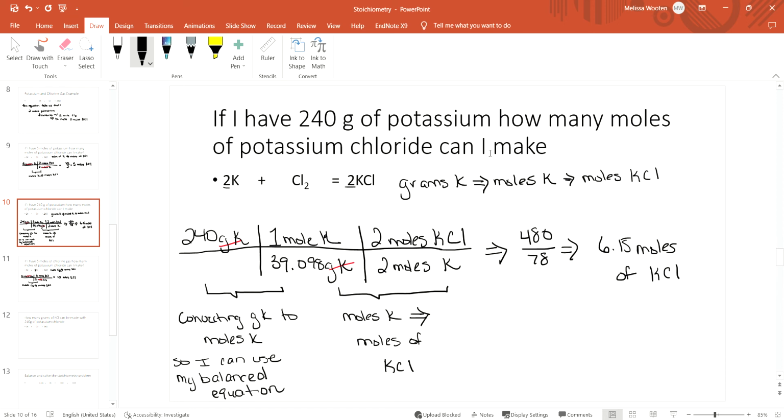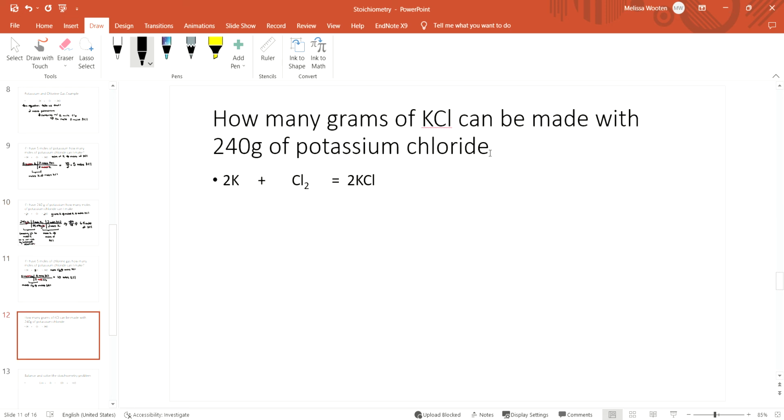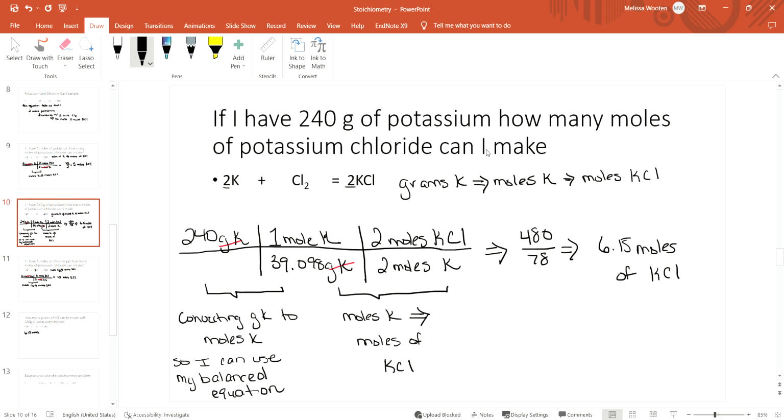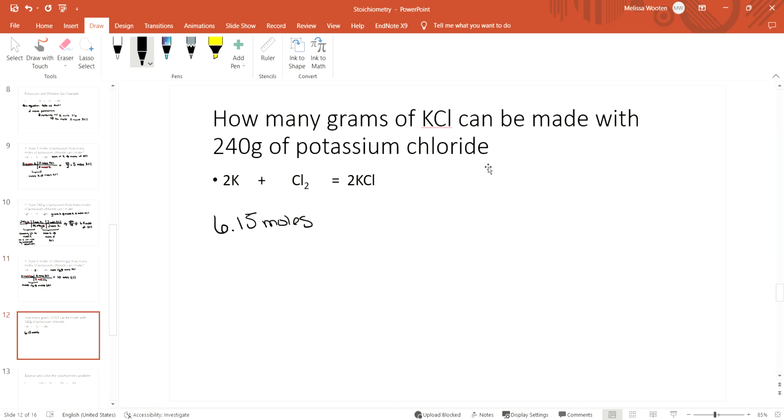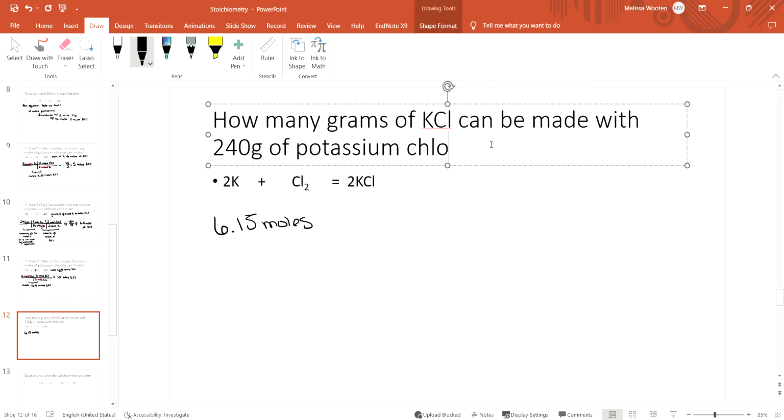I said how many moles of potassium chloride can I make with 240 grams of potassium? This problem is asking you to take these 6.15 moles and convert it to grams. Okay? So we already solved 6.15 moles. I think that should say potassium. Yeah. So this should say potassium.